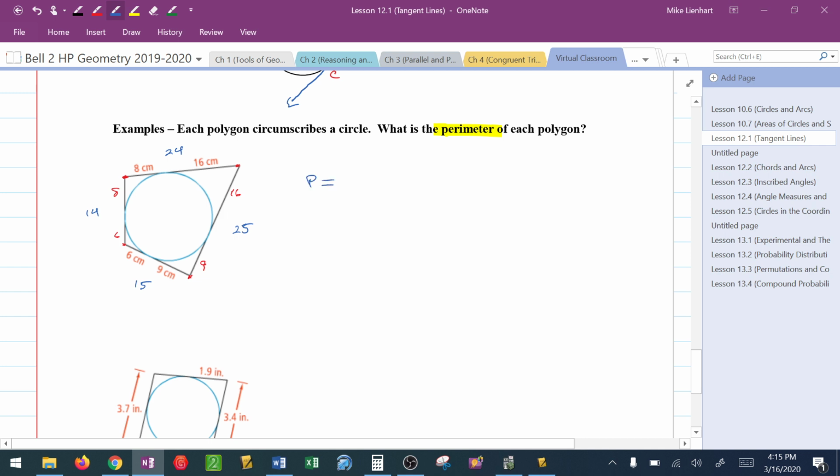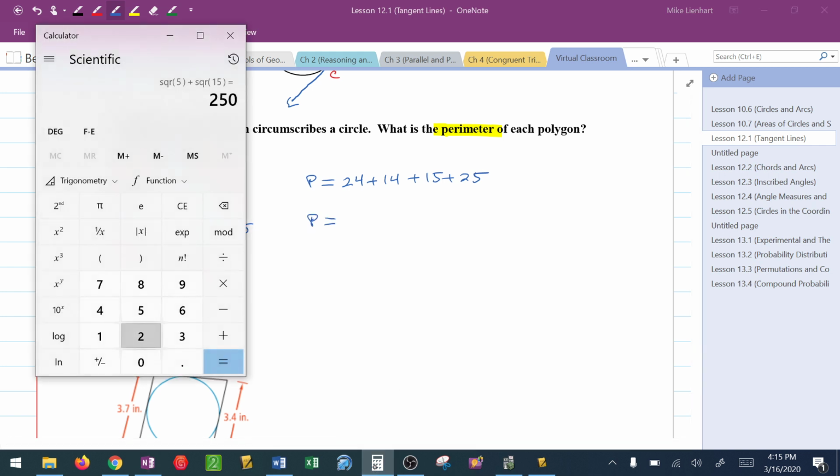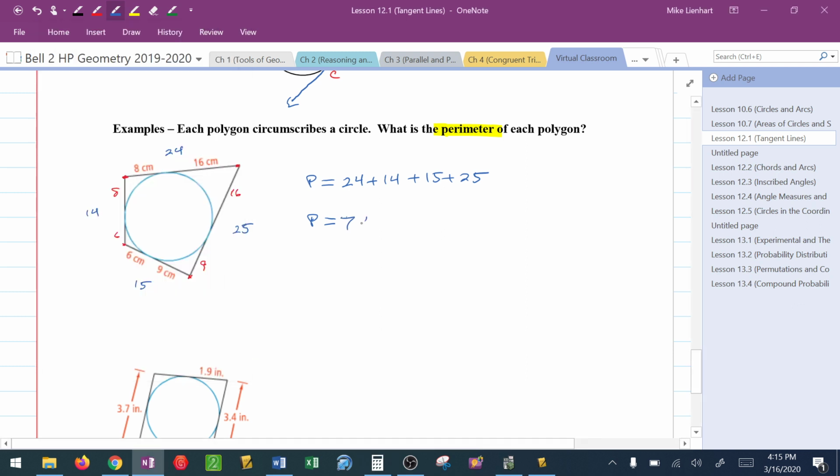To find the perimeter, all I have to do is add up those numbers. So I have 24 plus 14 plus 15 plus 25, which would give me a perimeter of, yep, I'm going to cheat, 24 plus 14 plus 15 plus 25, which would give me 78. And because we're talking perimeter, my units here would be centimeters.